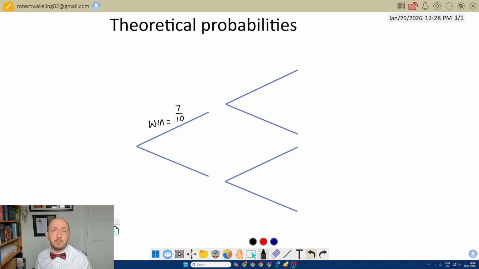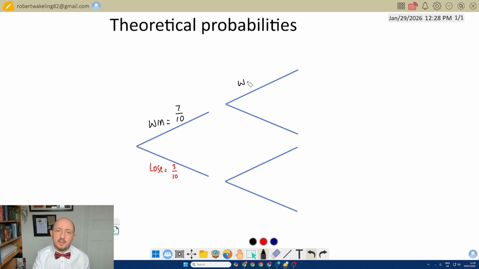In this video, we're going to be looking at theoretical probabilities and how we calculate outcomes from a probability tree. So in this example, we have someone winning a game. The chances of that happening is 7 out of 10. And so we can work out lose by subtracting from 1. This is in our previous video, so you can refer to that if you're not too sure.